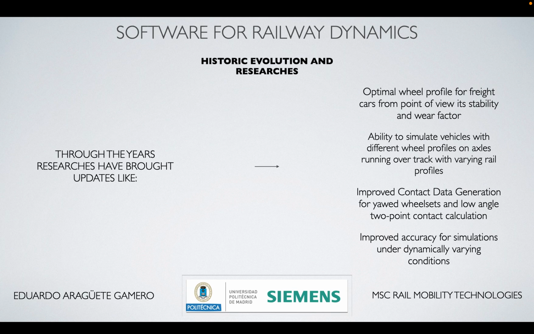These four are the optimal wheel profile for freight cars from the point of view of its stability and wear factor, the ability to simulate vehicles with different wheel profiles on axles running over track with variant rail profiles, an improved contact data generation, and also an improved accuracy for simulations under dynamically varying conditions.